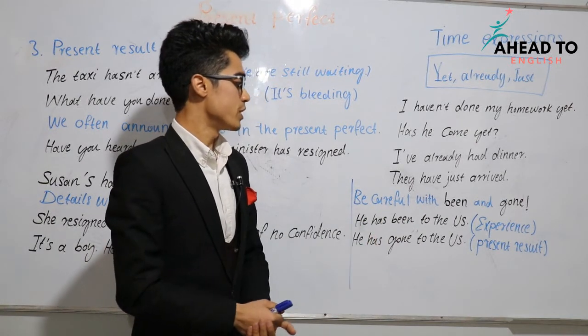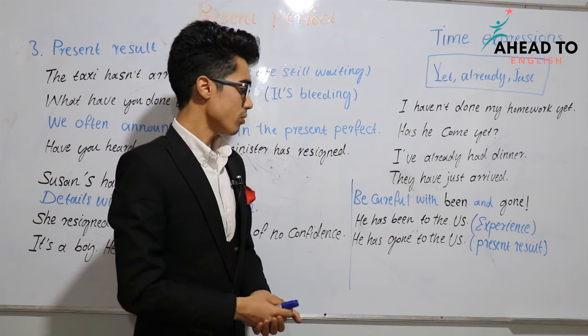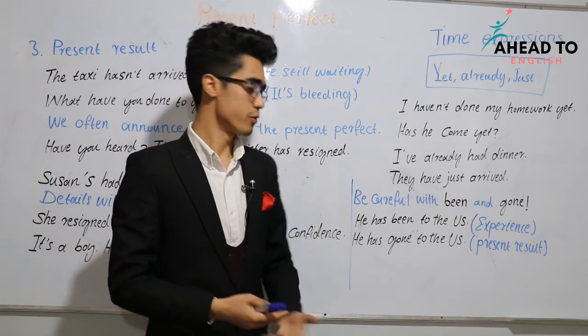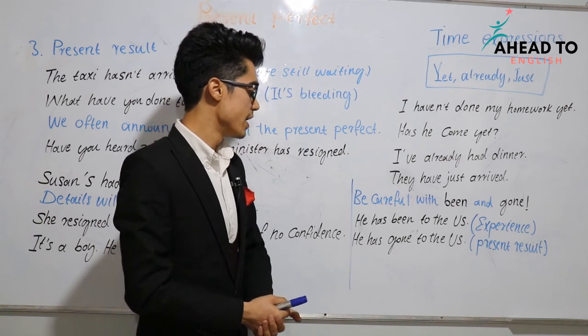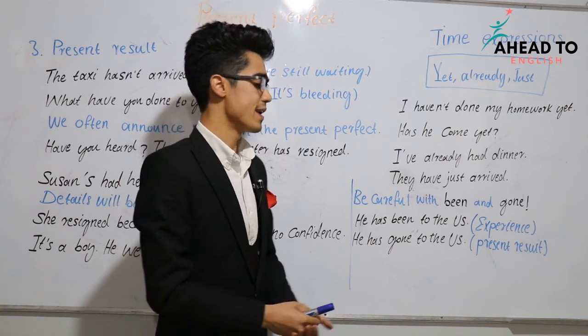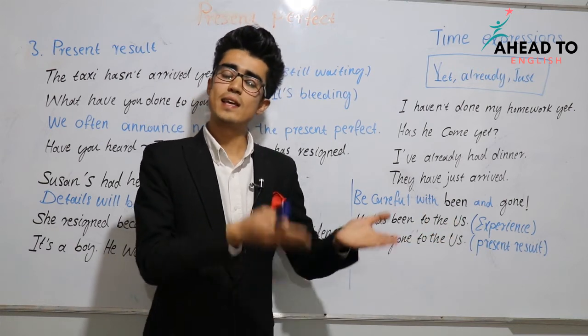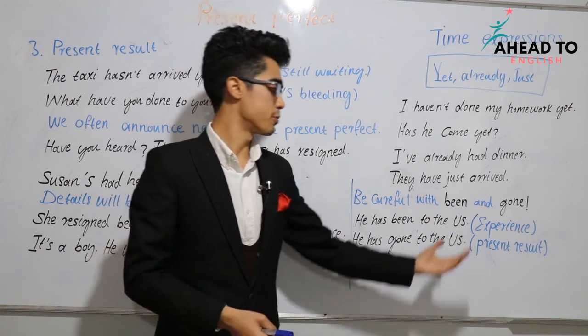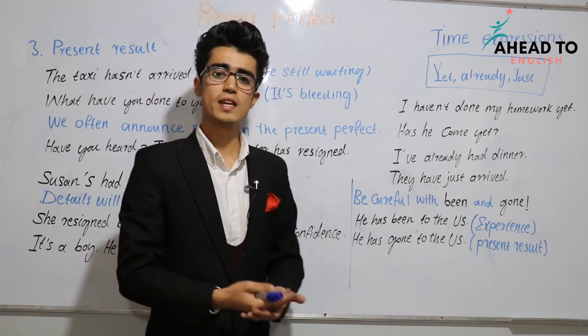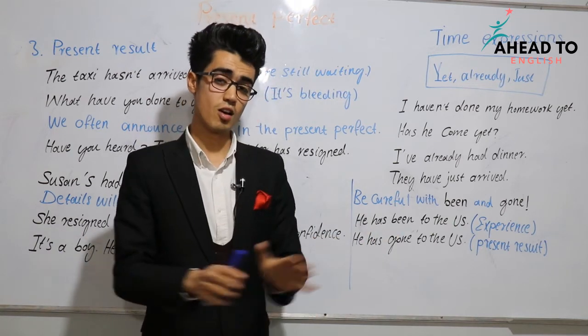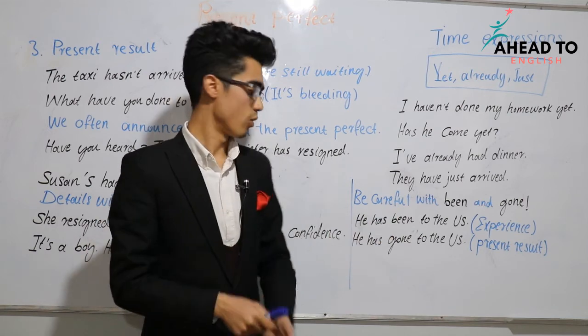Be careful with been and gone. When we use been, it explains experience. For example, he has been to the US. It means that he's not still in the US. It's just an experience of life. He has been to the US. He's not in the US right now.